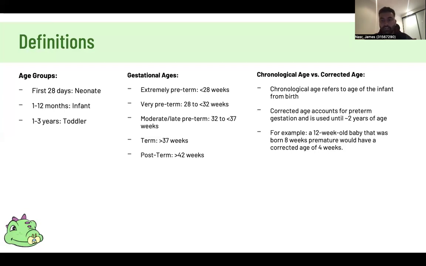For example, a 12-week-old baby would be classified as 12 weeks old chronologically. But if they were born 8 weeks premature, then their corrected age would be 4 weeks. The reason that's important is that you would expect them to be hitting the milestones of a 4-week-old baby rather than a 12-week-old baby. And that's generally useful until about 2 years of age, although if you ask different people, they'll give you different answers on how long it's useful for.